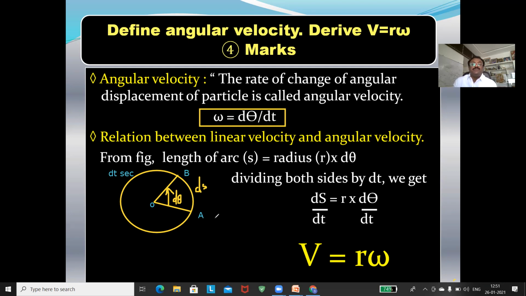Now according to this figure, according to your geometry, there is one basic formula. If you take the length of the arc from A to B, the length of the arc s is equal to radius into d theta. The basic formula in geometry: the length of the arc is equal to the product of radius and the angle made by the particle at the center.